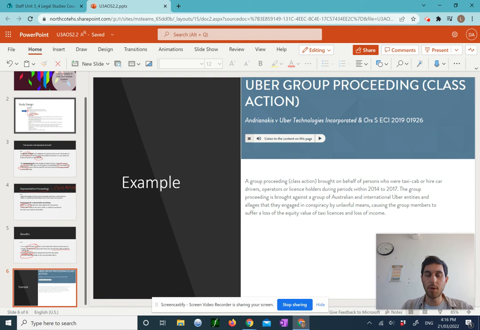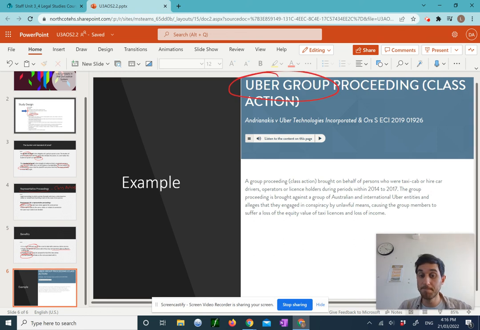So an example for us of a class action is ongoing at the moment in Victoria. There's a class action related to Uber. And what's happening is that people who owned taxis during 2014 to 2017 are suing Uber. So a whole bunch of taxi drivers, taxi owners are suing Uber because they are claiming Uber came into the market and operated as an illegal taxi service and then got the law changed through illegal means. So that caused loss to taxi drivers, and as a result, a whole bunch of taxi drivers are suing Uber. So that's our example of a class action.